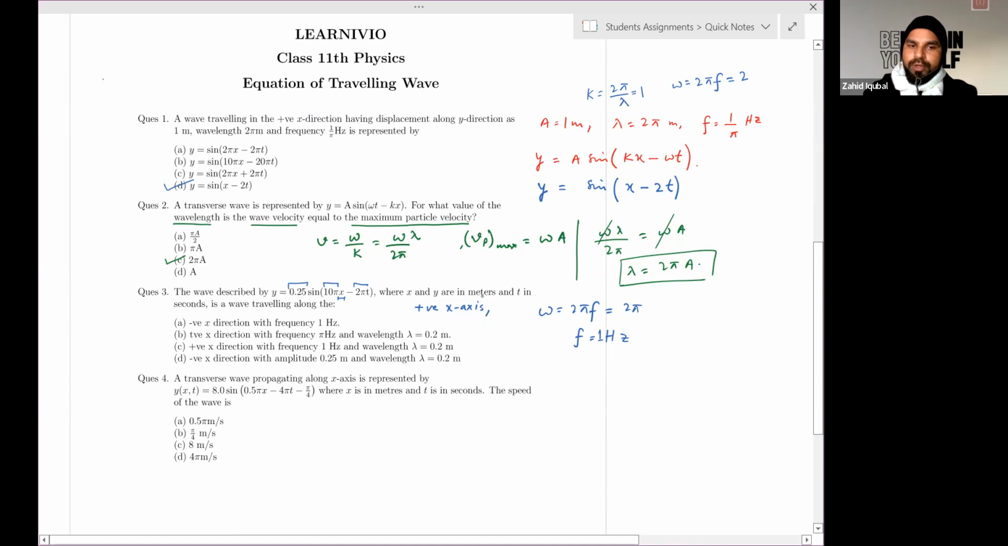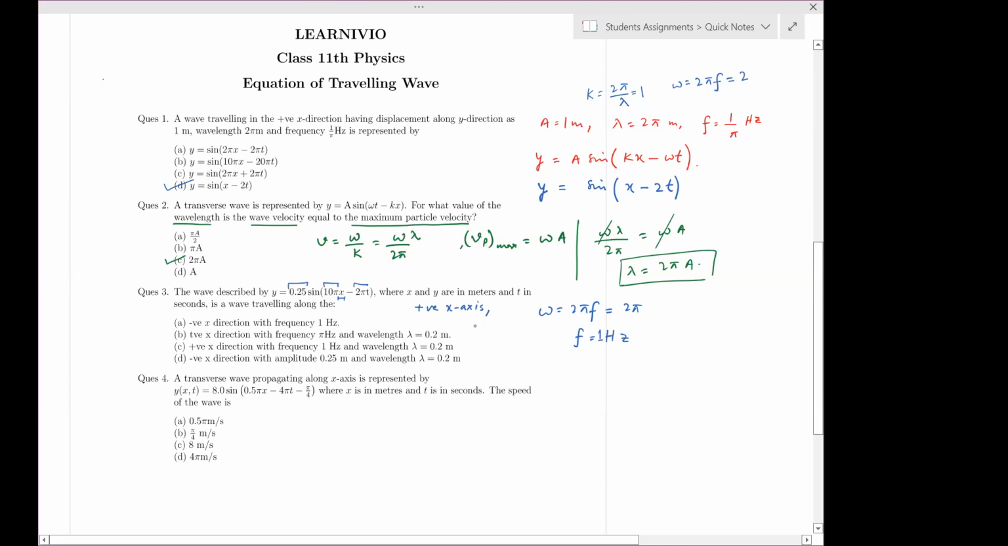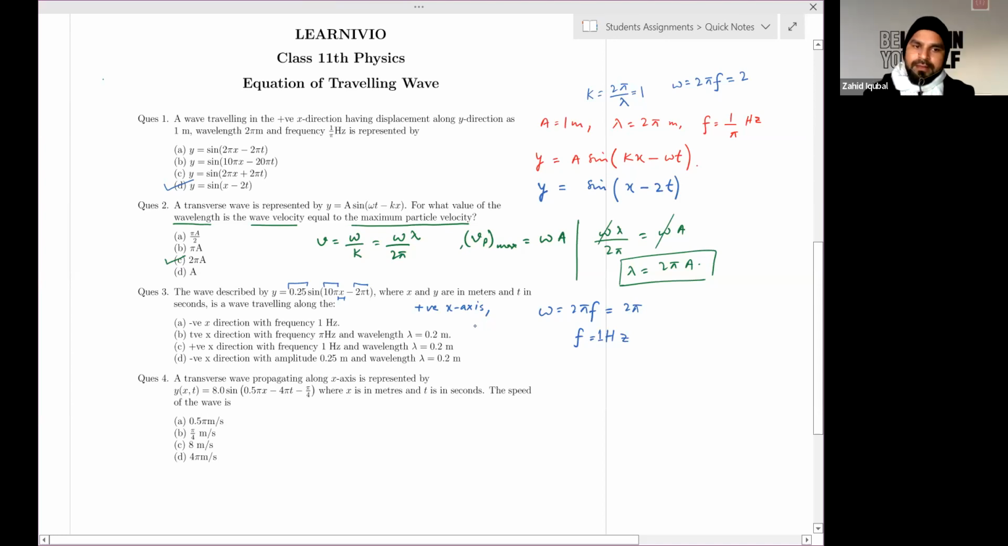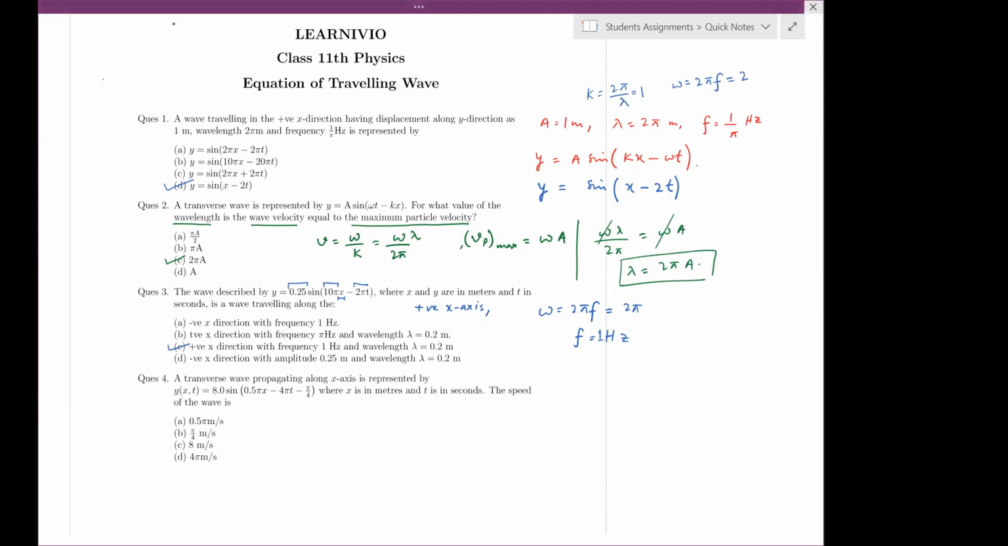Direction of propagation is the positive x-axis. Atif. But in A, we have the negative x-axis. Good, Riba. Good, Atif. So it will be option C. Rehab, is it clear? Yes, sir.